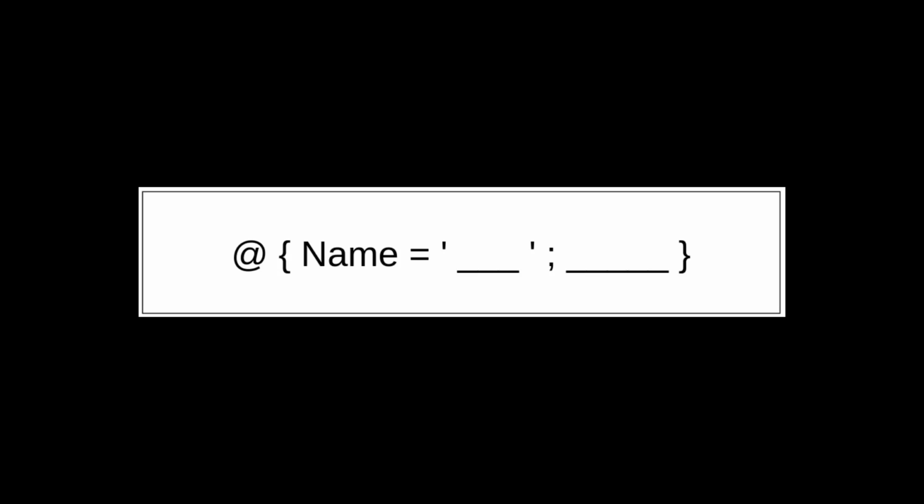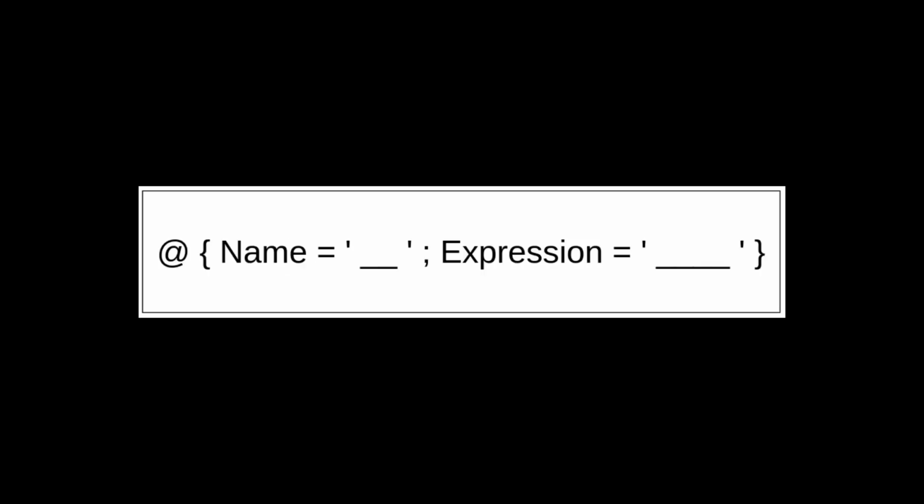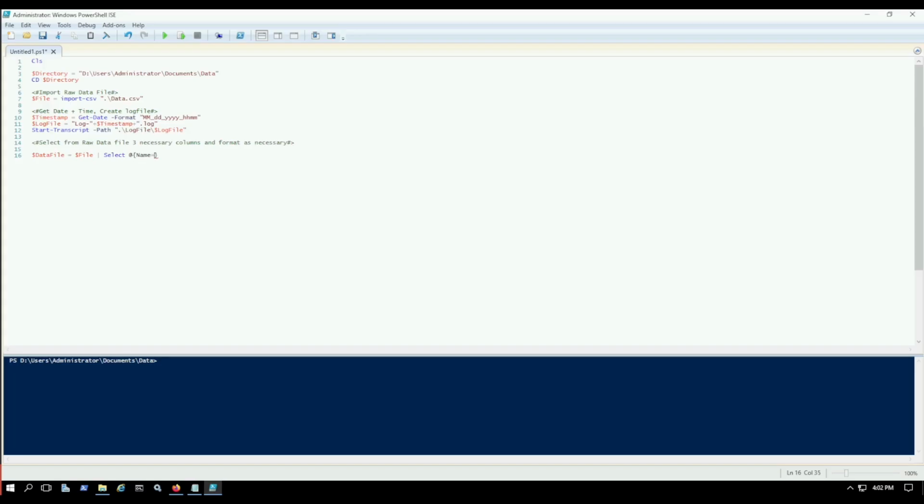To create a hash table, use an @ symbol followed by a pair of curly brackets. Encased within the curly brackets of each hash table, there are 2 components separated by a semicolon, the first component being the name, which will create the header of each column, and the second being the expression. For the name, you can either type out Name, or for the sake of brevity, use the letter N as a shorthand. In single quotes, we give a name to our header.